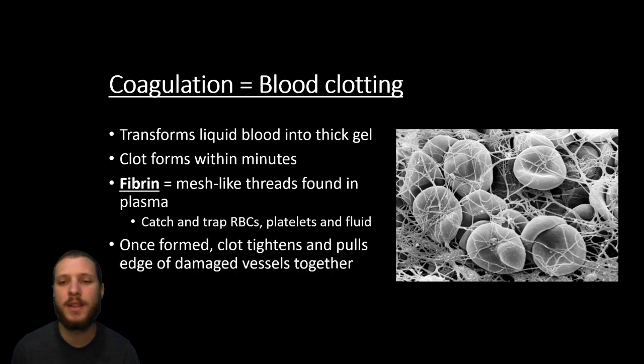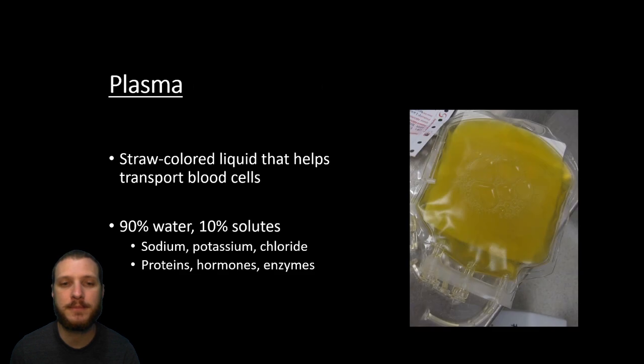And then once formed, the clot's going to tighten and pull on the edges of the damaged blood vessel, and hopefully you're no longer bleeding. And then lastly, we have to talk about the fluid that transports all these cells, and that's known as plasma. It's going to have a straw-like color to it, and as we said, it's 90% water, 10% solute. So it's going to have those electrolytes dissolved in it, different proteins, hormones, and enzymes that the body is going to use as a transportation system to get to other cells.